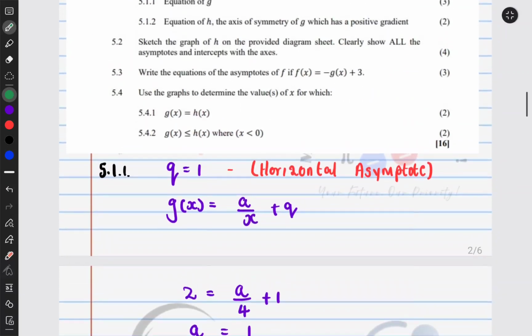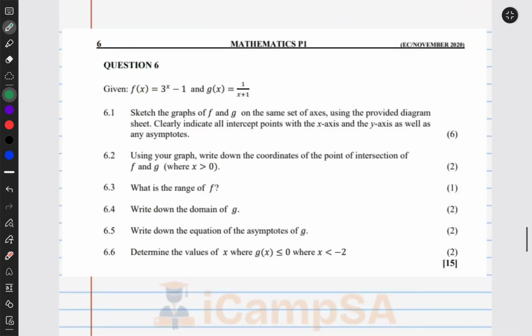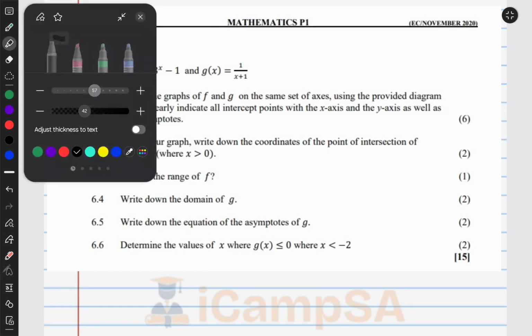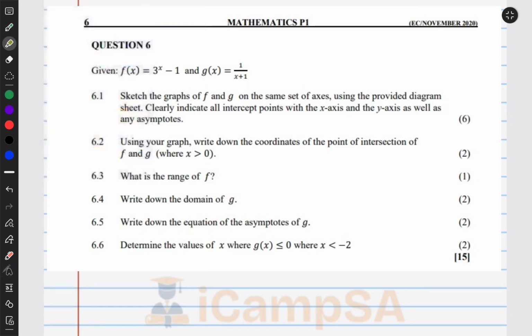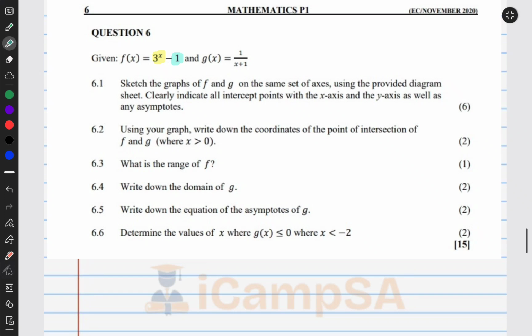Okay. That was the last question for question 5. Next, let's go ahead and do question number 6. So for question number 6, f at x is equal to 3 to the power of x minus 1. What does that tell us? What do we see there? We're seeing x in the exponent. That means we're dealing with an exponential function, and therefore that -1 is our horizontal asymptote. And then next, we are given g at x is equal to 1 over x plus 1.